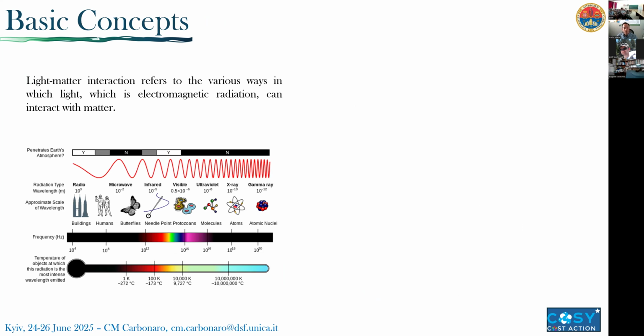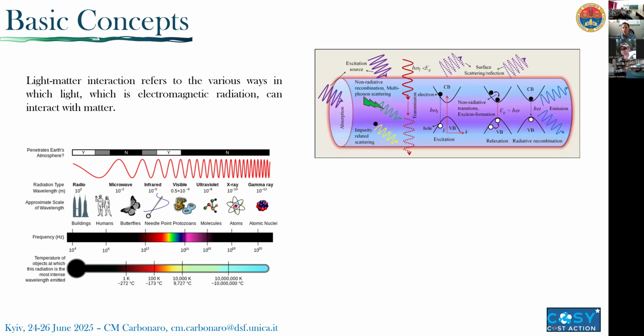Some basic concepts about the photophysics, which is the experimental part I usually perform. Very basic, I'm talking about the interaction of light with matter, so the various ways in which light can interact with different materials. All of you know what an electromagnetic radiation is, and the way this electromagnetic radiation can interact with materials is through different mechanisms. We can have absorption, we can have excitation of luminescence, we can have a non-radiative transition, exciton formation, relaxation, and so on.